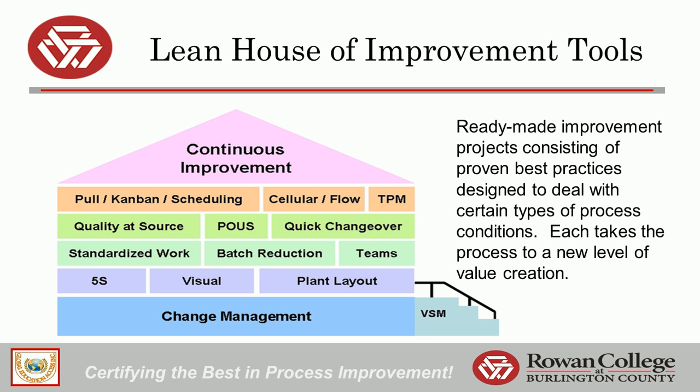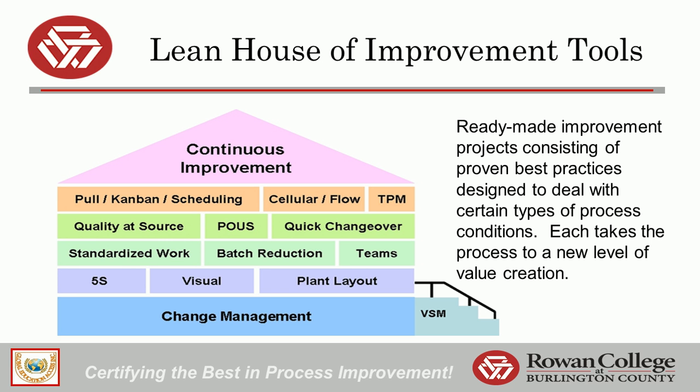What this means is that after you take the steps up into the house, which is basically doing a value stream map, getting a good map view and getting everybody agreeing on what the process is, then we can start doing a series of improvement projects that bring your process up and improve it in a natural order. So we like to say these are ready-made improvement projects consisting of proven best practices designed to deal with certain types of process conditions. Each of these conditions take away from overall process effectiveness, and so what we're going to do is apply them and then see our process improve in a progressive, orderly fashion.